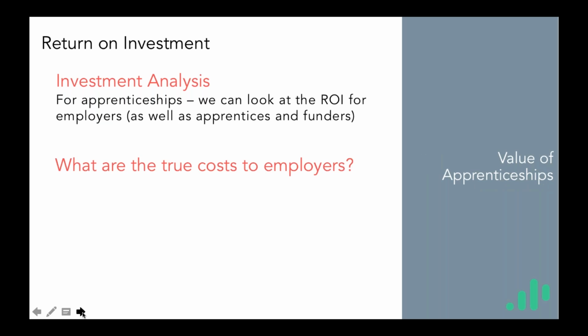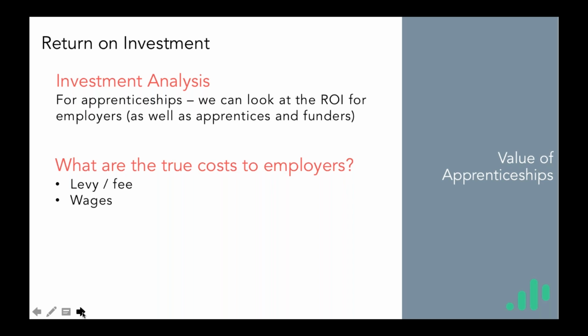For apprenticeships in particular, we can run that analysis and look at return on investment for employers and apprentices themselves and funding bodies. But if we think, as an example, about employers, what's the return on investment to employers? Firstly, we need to think about the costs. So what are the true costs to employers? Well, that's really a mixture of the obvious, so any fee that they pay, or in recent times, any levy, if they're a levy paying employer.